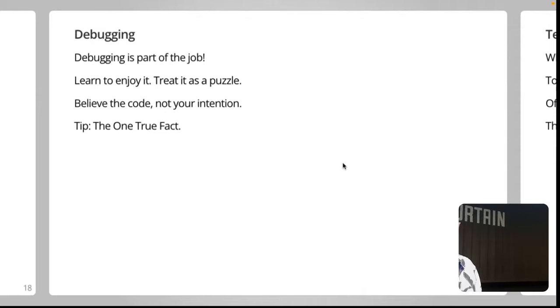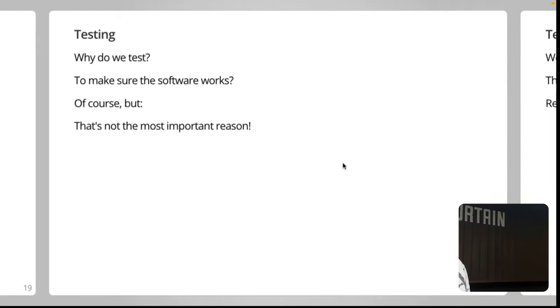Big story, small summary. The other thing I want to talk about is testing. Because testing is also, who likes to write tests? Okay, a few more. Maybe you're just being nice to me. Why do you write tests? You, put your hand up.